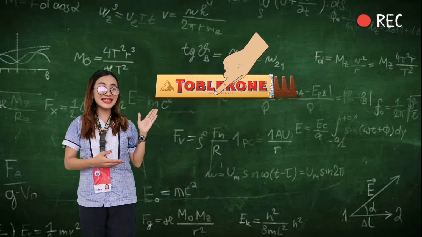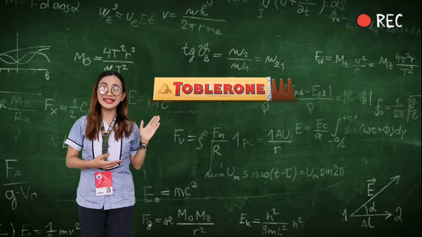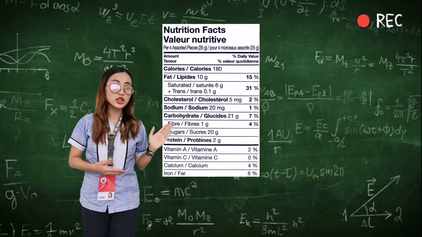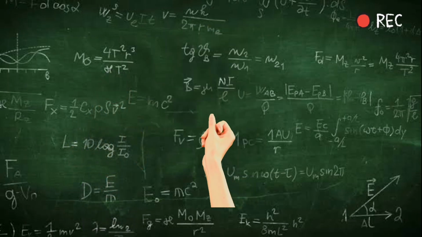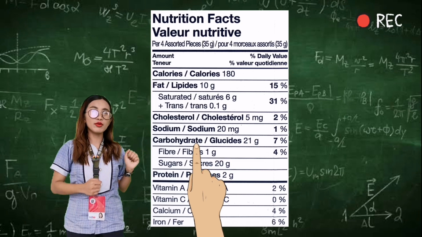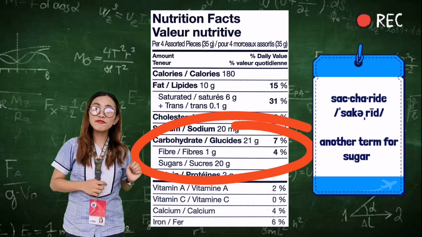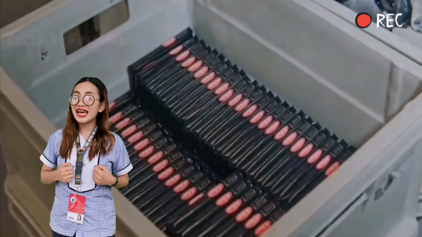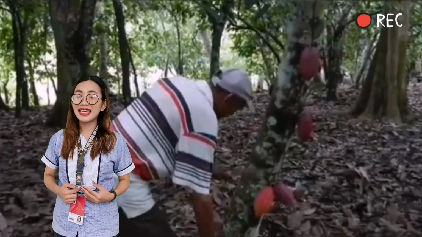Do you see this? That's right. This is chocolate. Chocolate is related to our today's discussion. Now, look at the nutrition facts. Let's zoom it out. Do you see carbohydrates? Under carbohydrates, you can see sugar. Sugar is a form of carbohydrates, which means the chocolate that you eat contains carbohydrates.